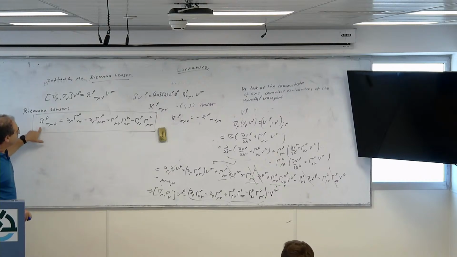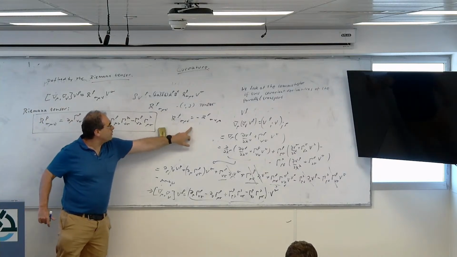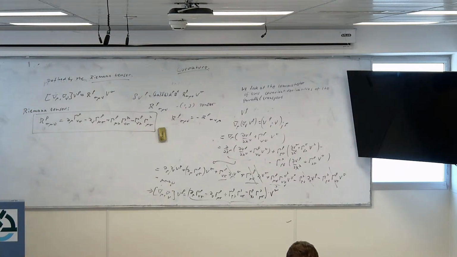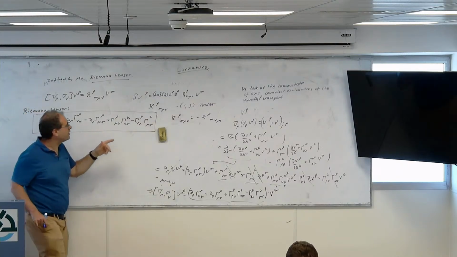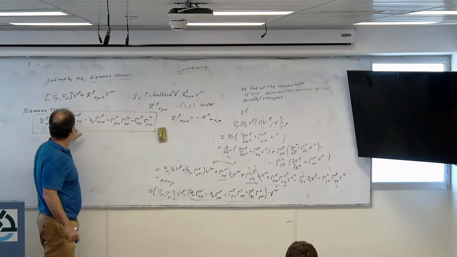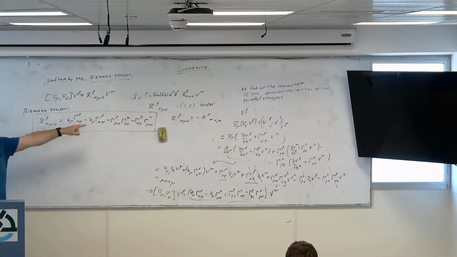Another thing that you can immediately see from this definition is the first property of R that we already derived, which is anti-symmetry in the exchange of the last two indexes, right? If we change mu and mu, you can see from here that we change the sign. So it's obvious from the definition that this property exists.